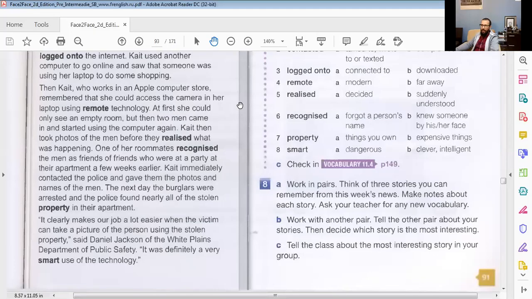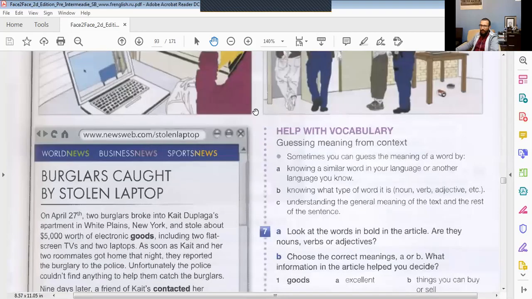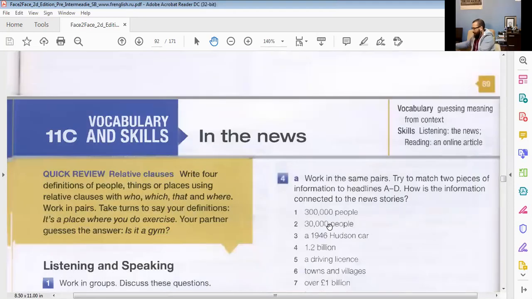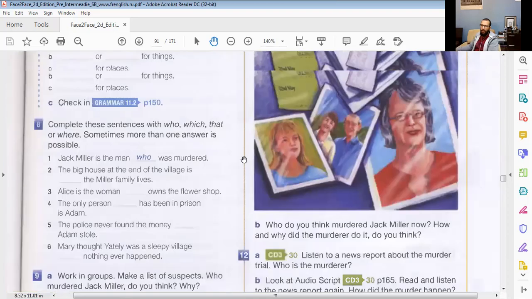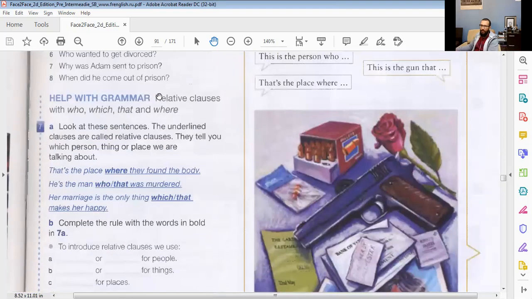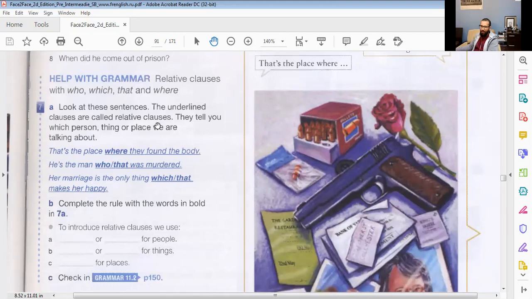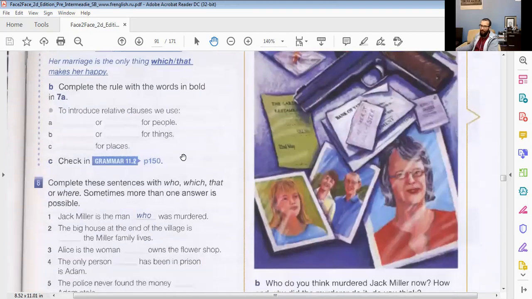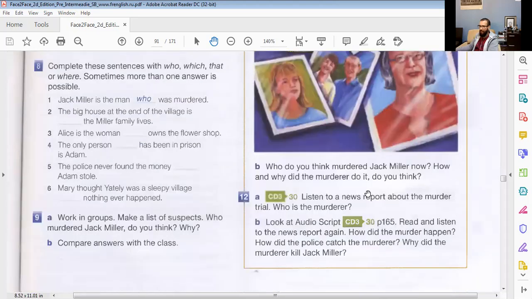Let's talk about our last topic. Our last topic was about headlines and the news. And before that, of course, we talked about relative clauses. The focus was how to use who, which, that, and where. They're not really hard to use, but they're very useful, and they're quite important when you want to write complex sentences. So they're very, very useful.